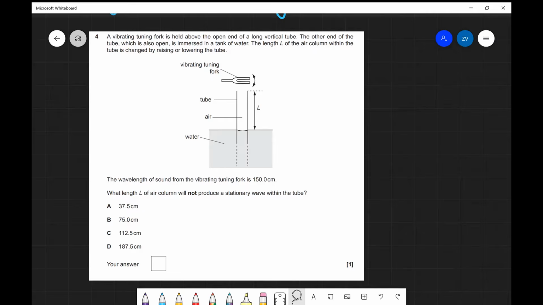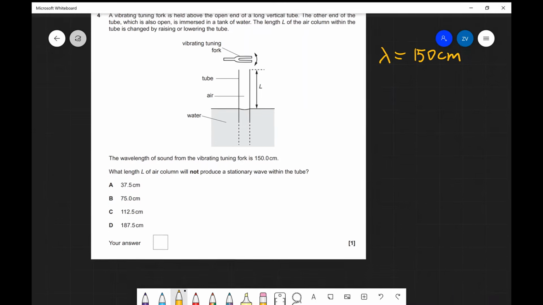The other end of the tube, which is also open, is immersed in a tank of water. You can vary the length of the air column. The wavelength of sound from the vibrating tuning fork is 150 centimeters. So the wavelength, I'm going to write that down on the side, is equal to 150 centimeters. What length of air column will not produce a stationary wave?